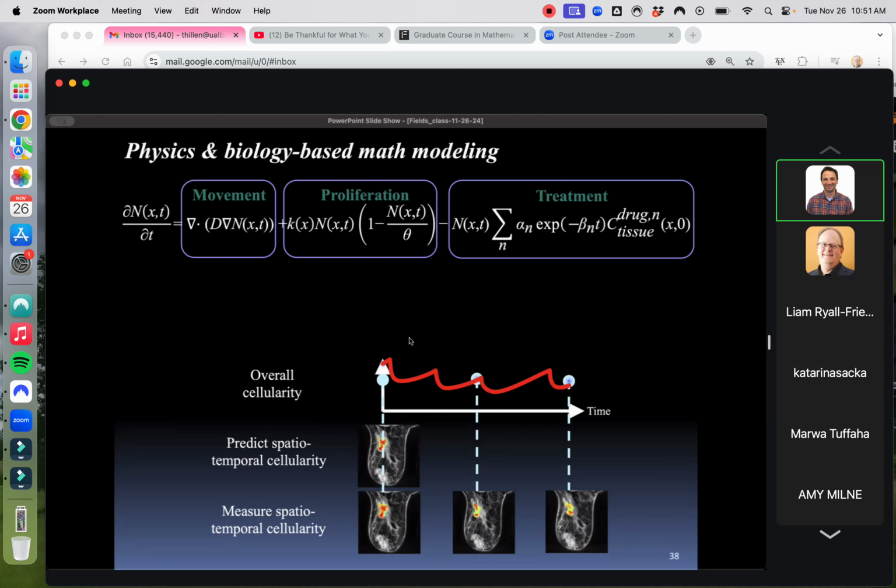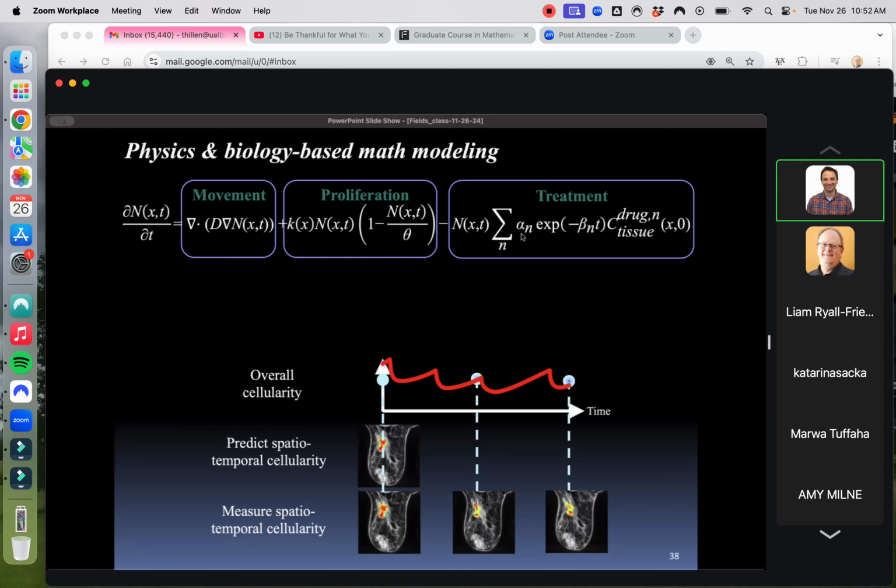And then up here on top is our estimate of drug delivery. So our estimate of drug delivery comes from the contrast-enhanced MRI stuff that's right here. The first 2 time points are used to calibrate the unknown parameters. For us, it's mostly this K of X, the proliferation map, and then one global alpha drug, a global parameter for drug efficacy.